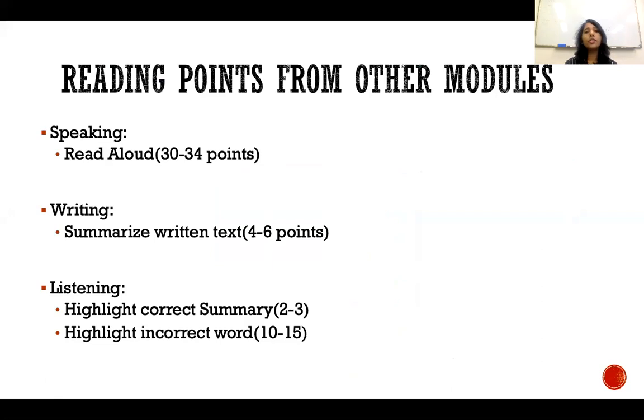Okay, so to get your points towards reading, it's not just reading that gives you points towards reading. Reading is also supported from other modules. So how else do you get points towards your reading? You get points for your reading from your read aloud question type, which belongs to speaking. This question type, which is a part of your speaking module, can transfer about 30 to 34 points towards your reading. So this is a very big priority. It's a very important question type to get points towards your reading.